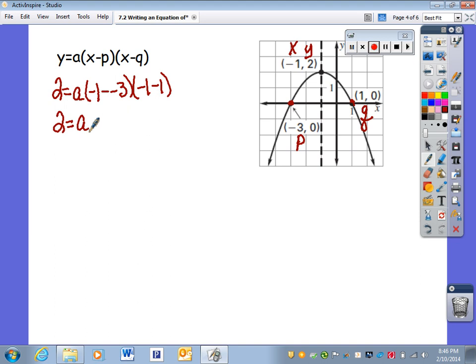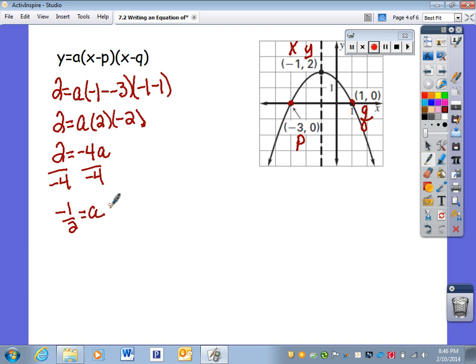Now we do the mathematics. -1 minus -3, which is +3, would be +2, and -1 minus 1 is -2. When we do our mathematics, we're going to take 2 times negative 2, which is negative 4a, and we are going to divide by negative 4 to solve. So negative 1/2 is our leading coefficient.